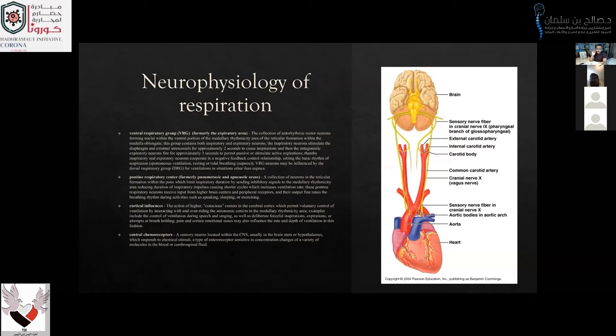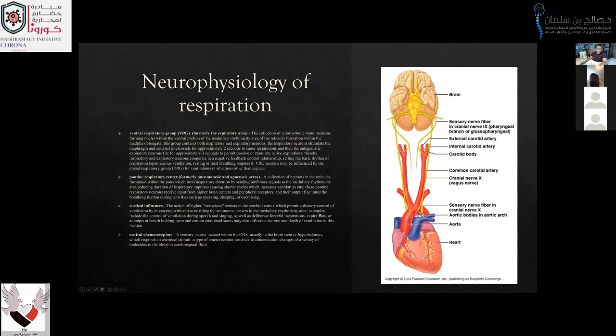Pontine respiratory center, formerly the pneumotaxic and apneustic area, a collection of neurons in the reticular formation within the pons, which limit inspiratory duration by sending an inhibitory signal to the medullary rhythmicity area, reducing the duration of inspiratory impulses, causing a shorter cycle, which increases ventilation rate. This pontine respiratory center receives input from higher brain centers and peripheral receptors, and the output fine-tunes the breathing rhythm during activities such as speaking, sleeping, and exercise. And that's why a patient who has a pathology in the pons gets hypercapnia massively and excessively.